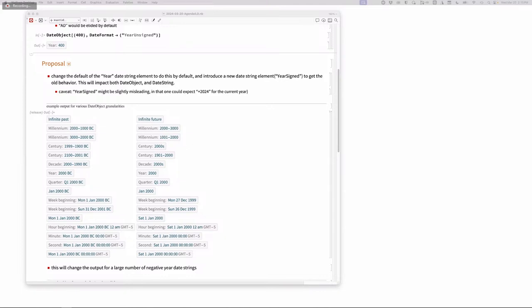The 2007 World Almanac, it says, was the first to switch. The 2007 World Almanac was the first edition to switch to BCE slash CE. Know anything about that, Alan?